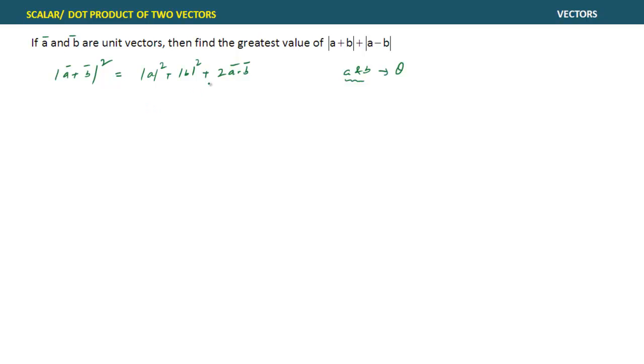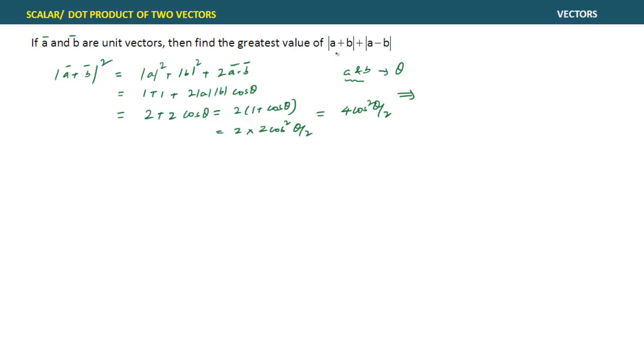Since they are unit vectors, this will reduce to 1 plus 1 plus 2 mod a mod b, this will be cos theta, and this entirely reduces to 2 plus 2 cos theta. You can take 2 common, and this will be 1 plus cos theta. And what is 1 plus cos theta? It is nothing but 2 cos square theta by 2, and this complete value then becomes 4 cos square theta by 2. But since you were asked the value of modulus a plus b, this is what you have got for the square. So you have got this value to be 4 cos square theta by 2. By simplicity, I can simply say that this will be 2 times cos theta by 2.